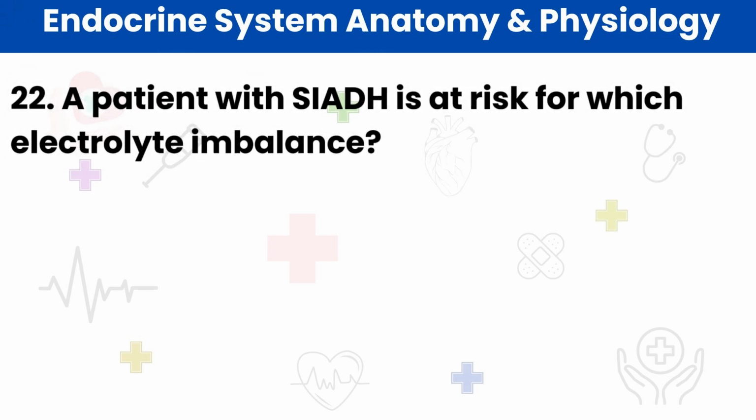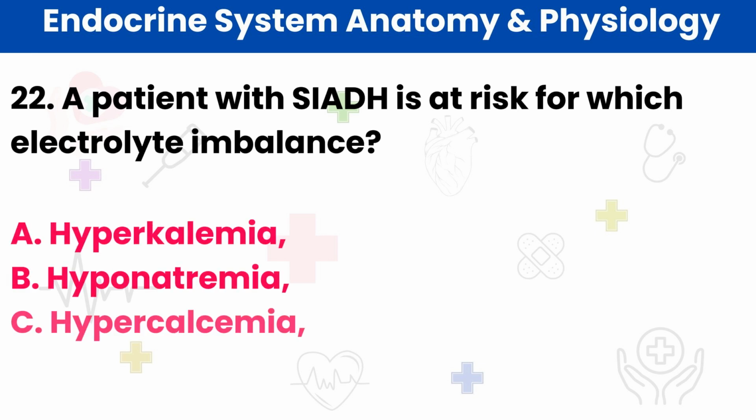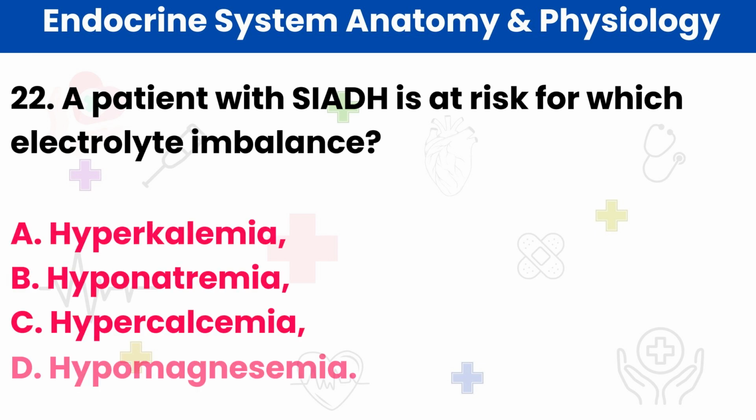22. A patient with SIAD is at risk for which electrolyte imbalance? A. Hyperkalemia. B. Hyponatremia. C. Hypercalcemia. D. Hypomagnesemia.